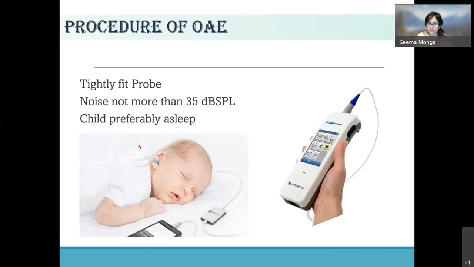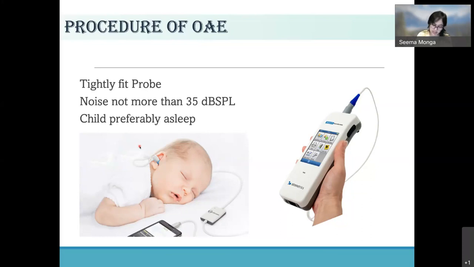So what is the procedure? The only important part you need to remember is, whenever you are putting the probe, it should be tightly fitting. It should not be loose and just lying down and floppy. No, it has to be tightly fitting so that whatever faint noise the outer hair cells have generated will be picked up by the microphone. The child should be sleeping, preferably sleeping. If the child is 4 to 5 years of age, he can sit quietly with his eyes closed, that is fine. But better is the child should be sleeping.